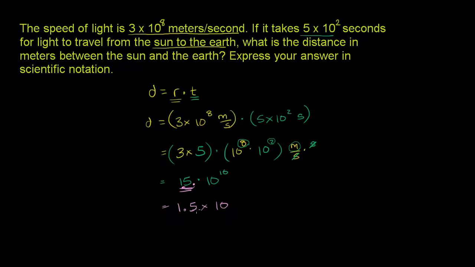Now, 15 is 1.5 times 10, and then we multiply that times 10 to the 10th power. 10 is really just 10 to the first power, so we can just add the exponents. Same base, taking the product. So this is equal to 1.5 times 10 to the 1 plus 10 power, or 10 to the 11th power.